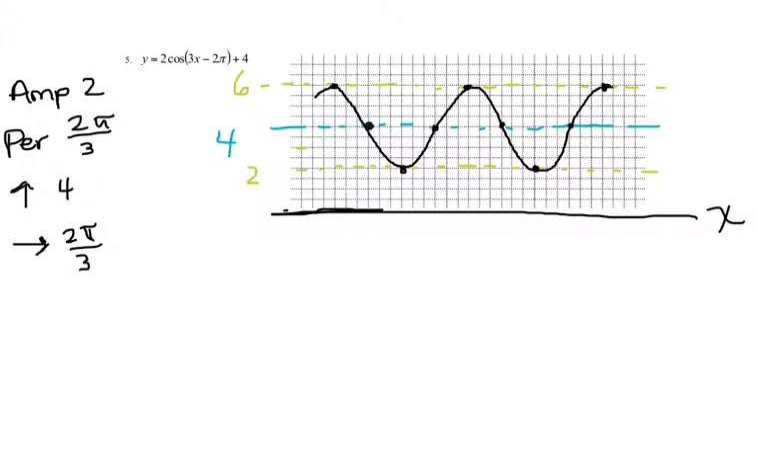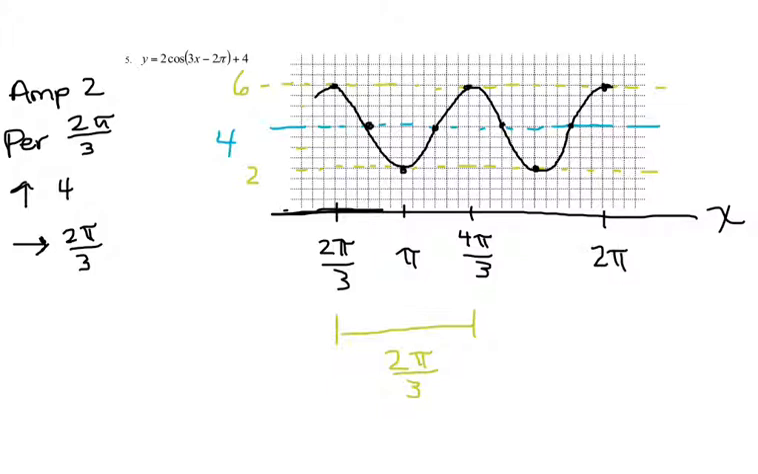And now I'm going to think about my x-axis labels. So I know that I've moved to the right 2 pi thirds. I know that my total period from here to the next peak is also 2 pi thirds. 2 pi thirds plus 2 pi thirds is 4 pi thirds. So I can label this 4 pi thirds. Halfway between those is pi, 3 pi thirds. Add in another 2 pi thirds, and I get over here to 2 pi, because that's going to be 6 pi thirds. And here we've got 5 pi thirds.